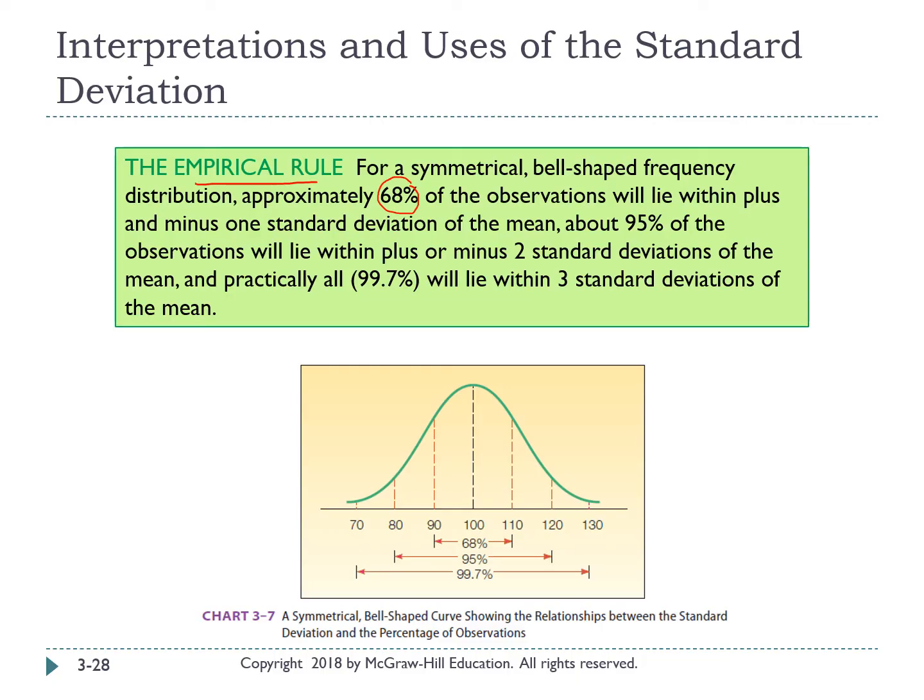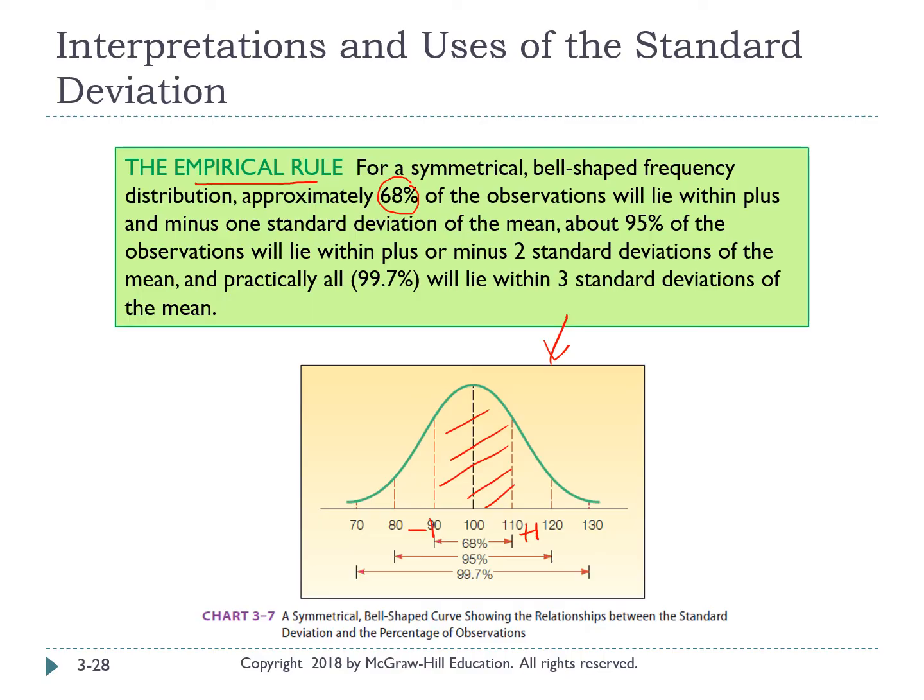So if you look at this diagram, you can see that it is symmetric, right? Symmetric means that it has a mirror image. Your left side and your right side should be the same. So if you look at this area, basically this area is 68% of your observations, and it lies within minus 1 and plus 1 of your standard deviation.